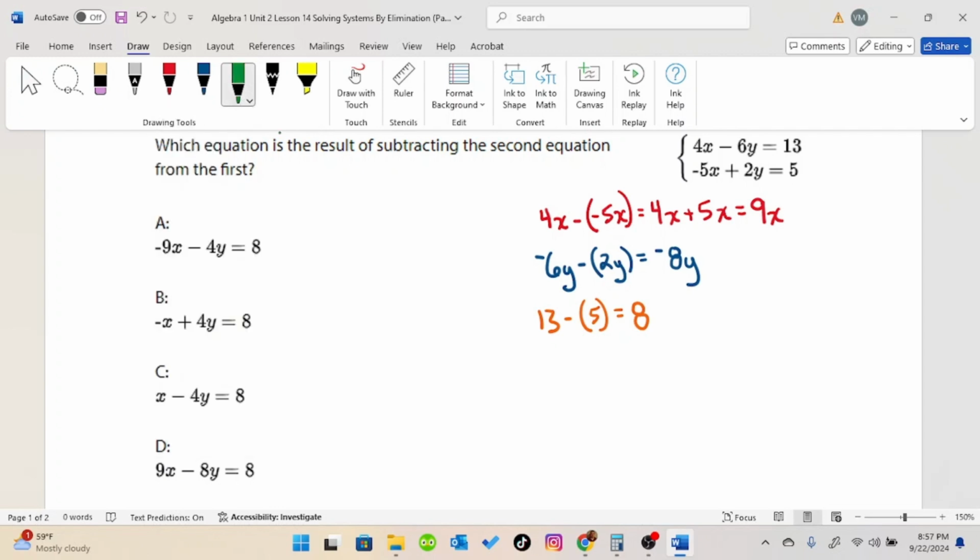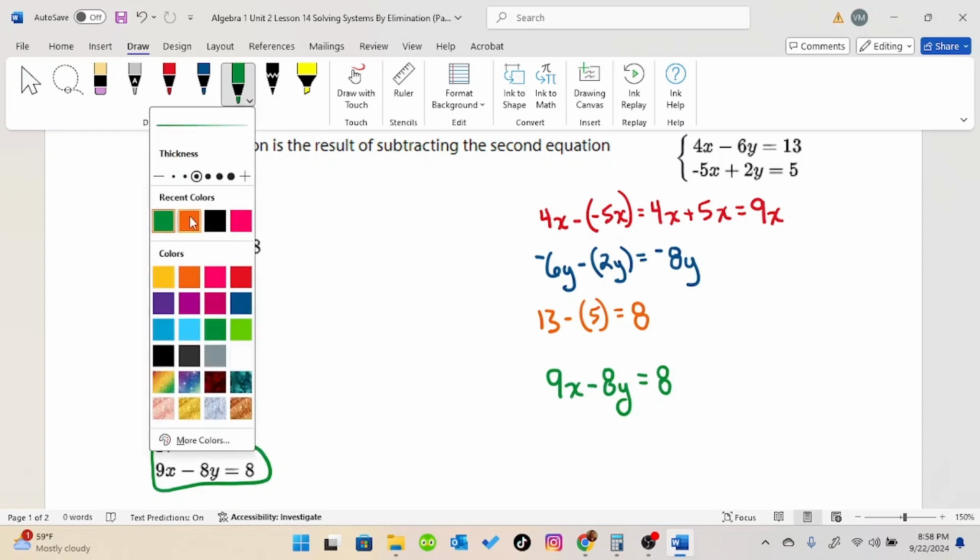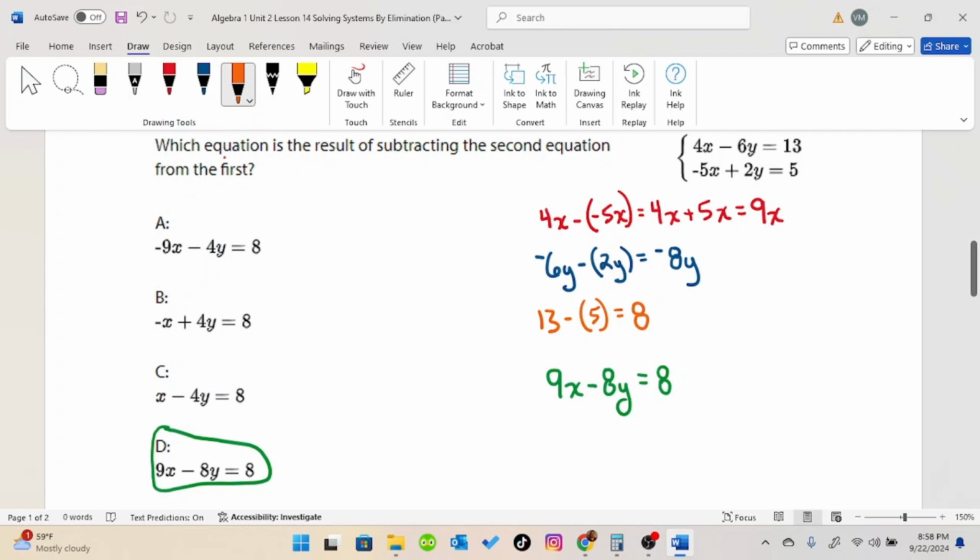So when we put these back together, we have 9x minus 8y equals 8, and D is the answer that matches. If you have any questions about how to subtract a system of linear equations, please use class time to ask for further clarification so that you are prepared as we move forward.